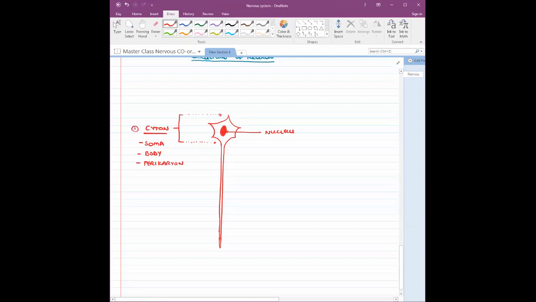Inside the cyton, what are we going to see, guys? We are going to see the nucleus, and then we are going to have the cytoplasm. But in the cytoplasm, what are we going to see? We are going to see certain granules. Generally, granules are responsible for storing food. But here, these granules are different, guys. They are known as Nissl's granules. They contain large amounts of RNA, and because they have RNA, they help in protein synthesis. That is what is going to happen.